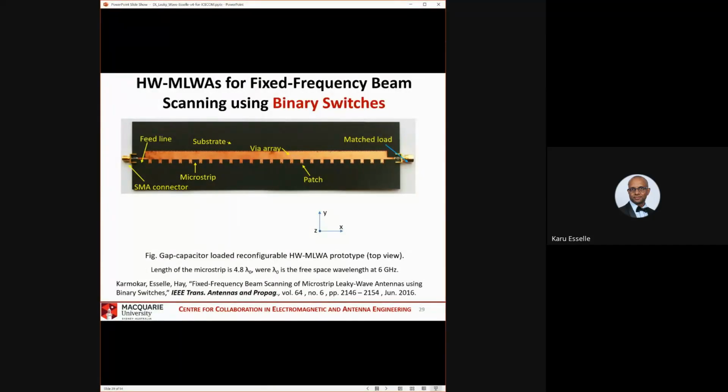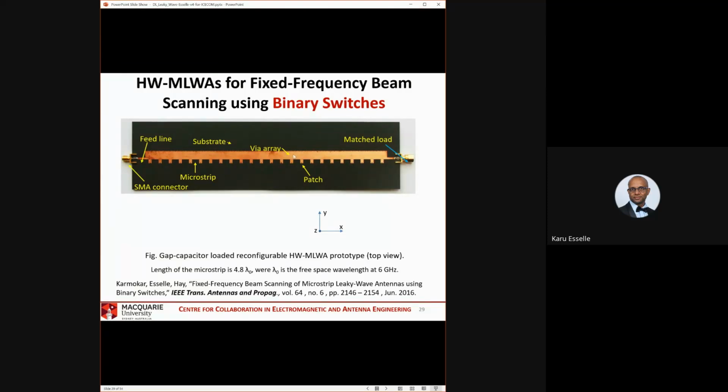Now this is the one we designed to do more substantial beam steering without changing frequency. So fixed frequency beam scanning using binary switches. Okay. So again, we have to change something. What we are changing are the status of binary switches. Otherwise, this is a standard leaky wave antenna. The difference is you have lots of switches along one side.